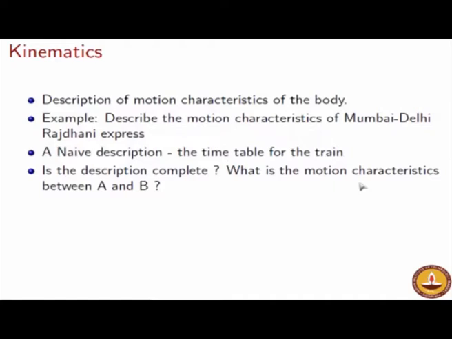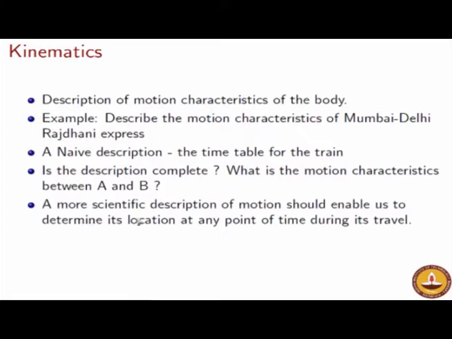So the description should be complete in this regard, that throughout its period of travel you should be able to completely describe the location of the train, its velocity, and its acceleration. If these three characteristics can be determined for any time during the motion of the train from Mumbai to Delhi, then we will say that the description is as complete as it could get. And we will try to determine such descriptions, though not for the Mumbai Delhi Rajdhani Express, but for equally complicated or perhaps more complicated problems.